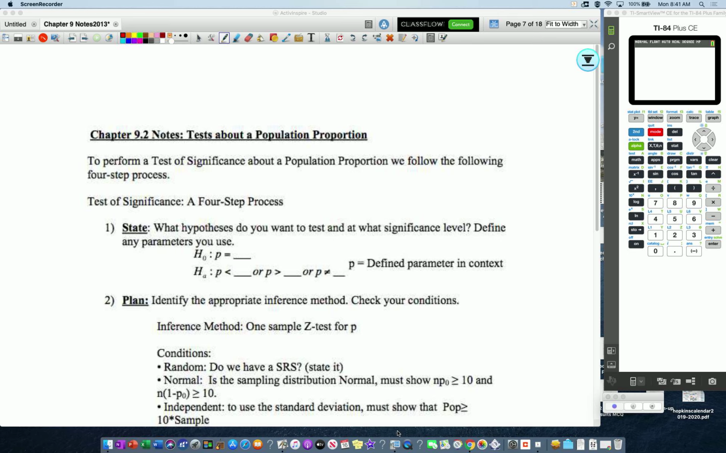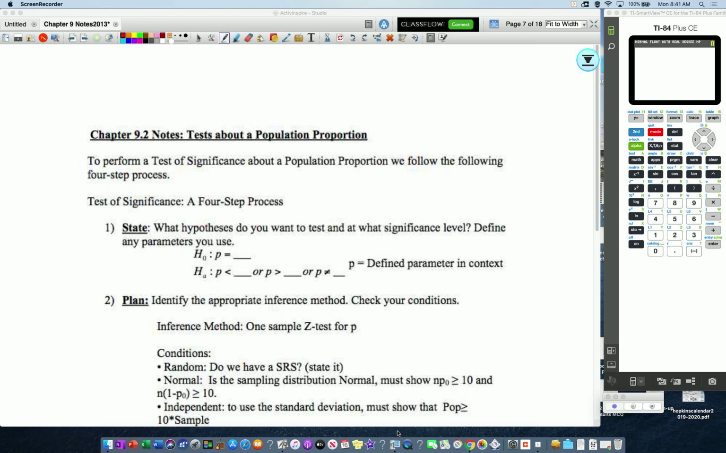Let's take a look at 9.2 notes. Test about population proportions here. So now we're going to put everything that we talked about in 9.1 together. So we're referring back to your favorite, the 4-step process in doing a test of significance on a population proportion. So here's the steps that you need to follow.